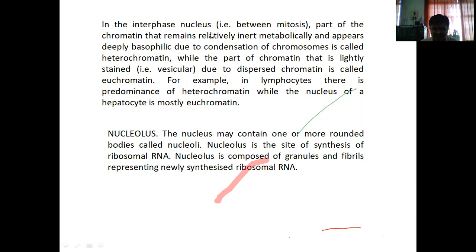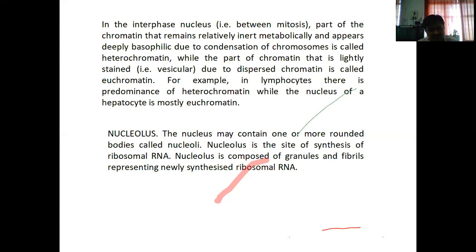Interphase is one phase of the cell cycle, along with prophase, metaphase, anaphase and telophase. In the interphase nucleus, that is between mitosis, the part of the chromatin that remains relatively inert metabolically, and appears deeply basophilic due to condensation of chromosomes, is called heterochromatin.